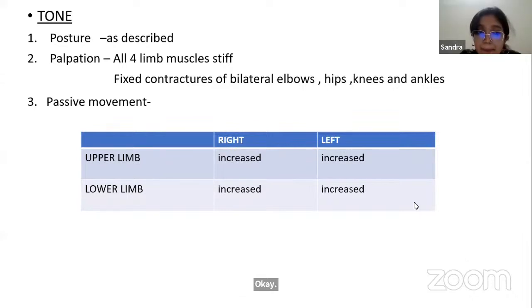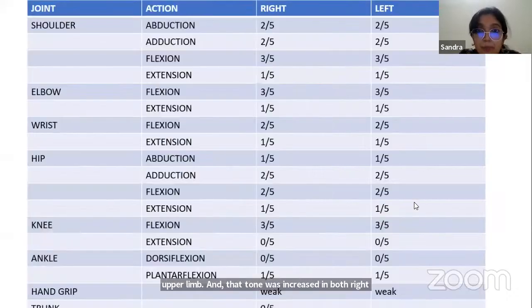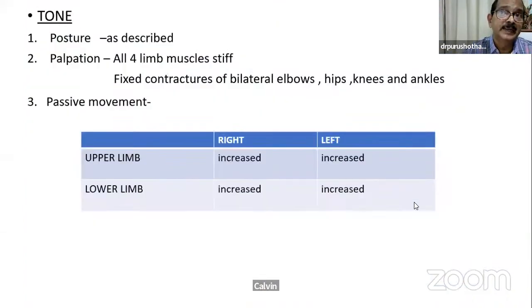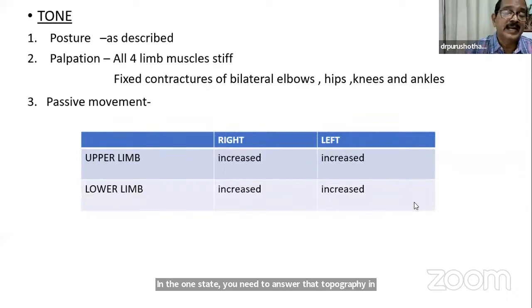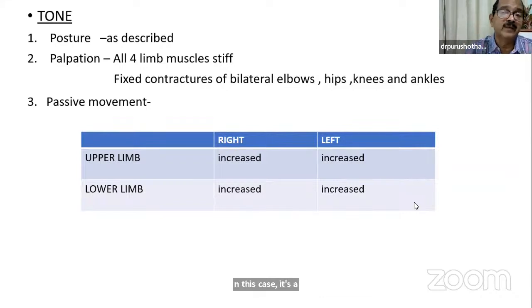Tone, posture as described; palpation: all four limbs were stiff, with fixed contractures of bilateral elbows, hips, knees, and ankles; passive movement in upper limb and lower limb. The tone was increased in both right and left. Power. In this case, one more thing we are discussing: you need to decide stepwise. In the first stage, you need to answer the topography. In this case, it's a quadriplegia, no doubt. Anatomically, all four limbs are involved, including the lower cranial nerves, pseudobulbar palsy.